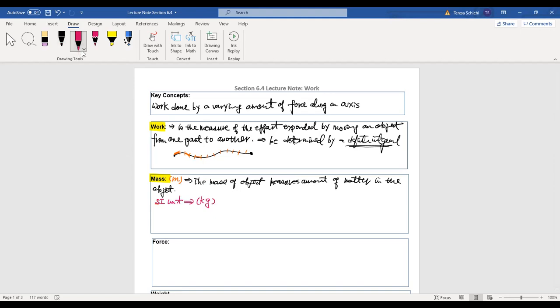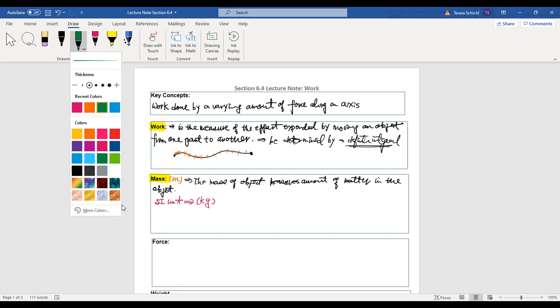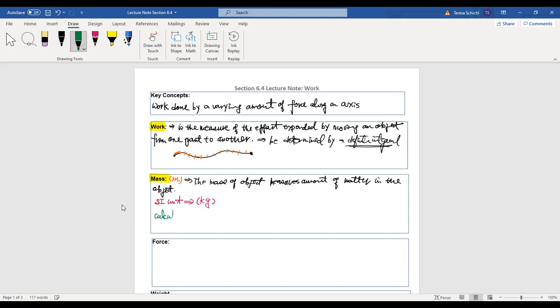Then the next thing: how can the mass be calculated? The mass can be calculated as the density of the object times the volume. So this is how we calculate the mass: the density times the volume.